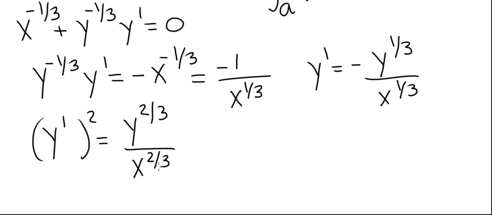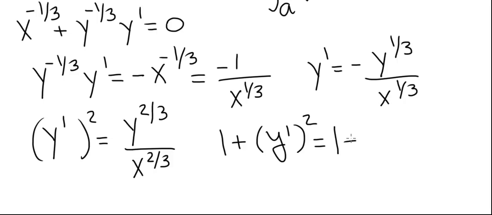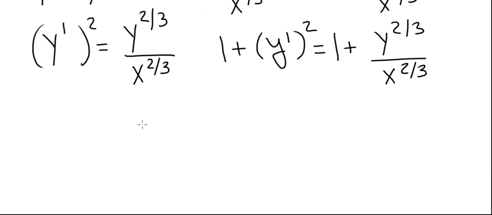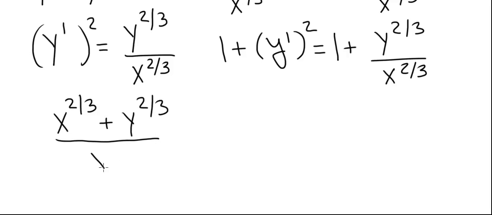Now at this point this is not a good thing because we need to eliminate y and just have a function of x on the right hand side, but adding 1 to y prime squared is going to accomplish exactly that. So 1 plus y prime squared is equal to 1 plus y to the 2/3 divided by x to the 2/3, and the common denominator is x to the 2/3, so this is x to the 2/3 plus y to the 2/3 divided by x to the 2/3.